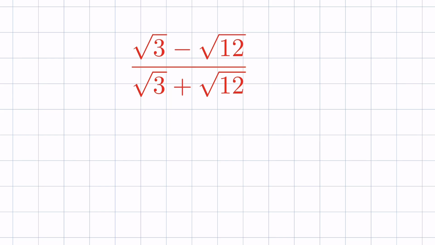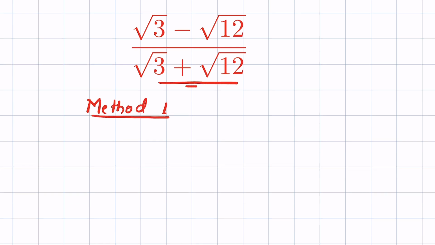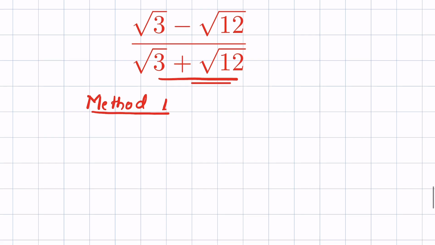Square root of 3 minus square root of 12 upon square root of 3 plus square root of 12. How to solve this? How to simplify it? So there are two methods to solve it. Let's do it with method 1. So first we will rationalize the denominator.